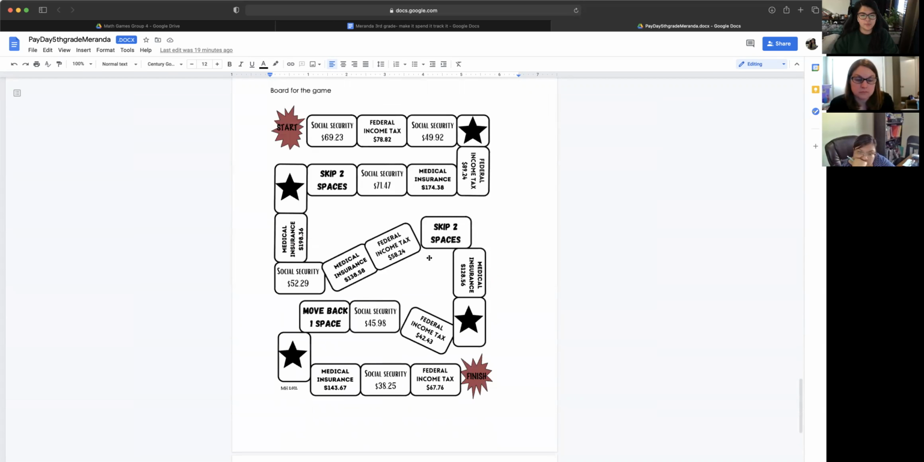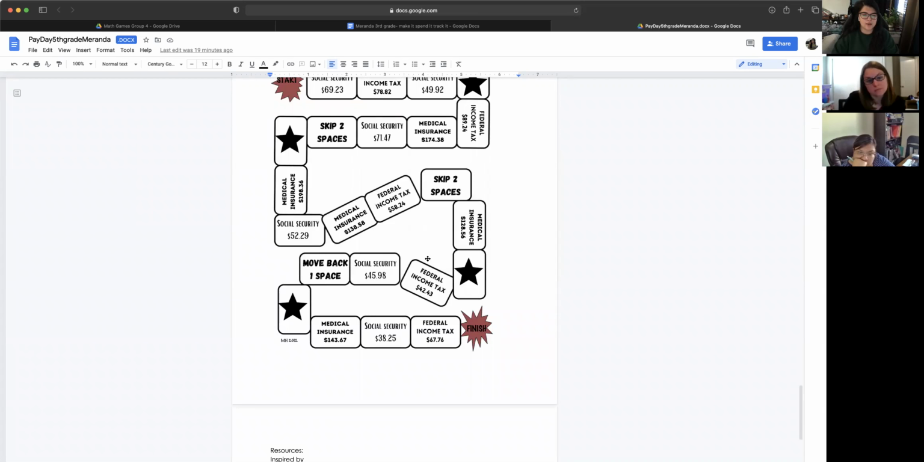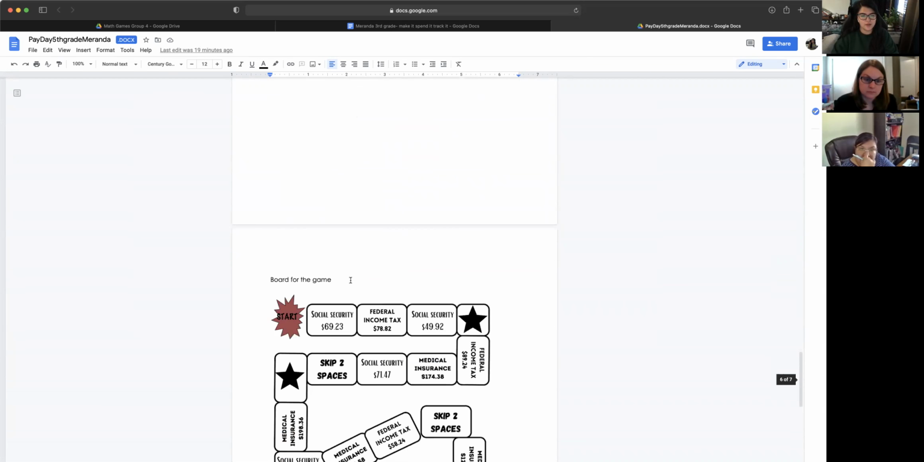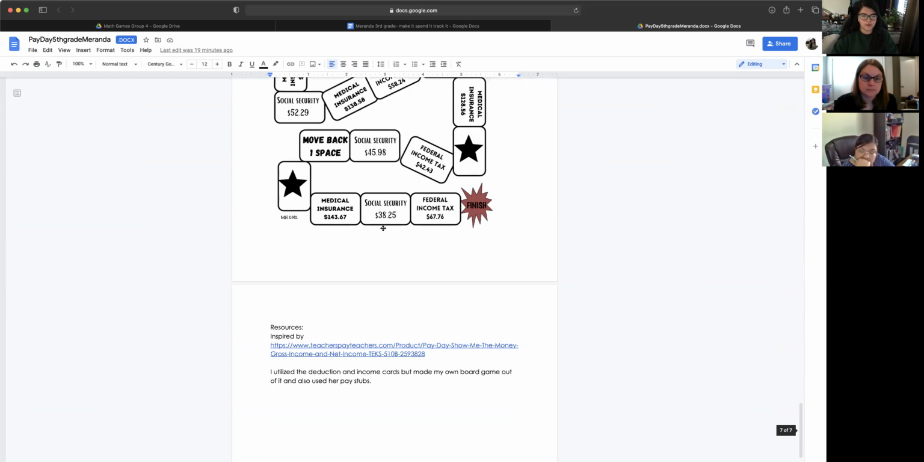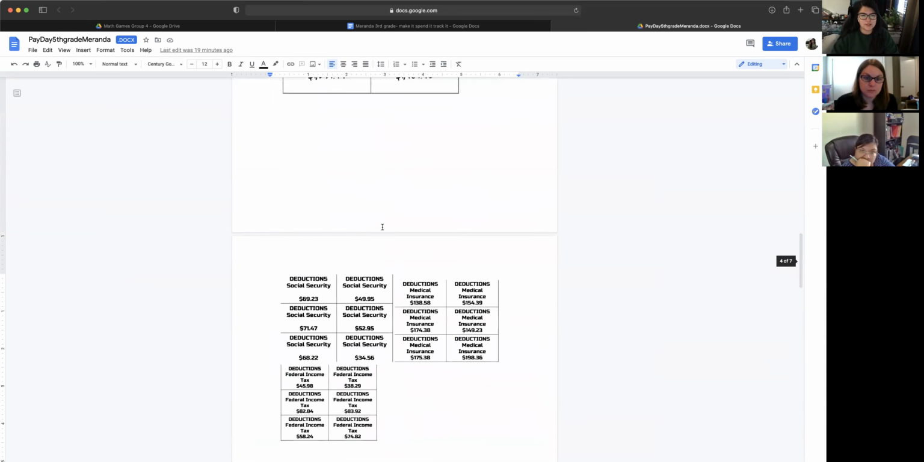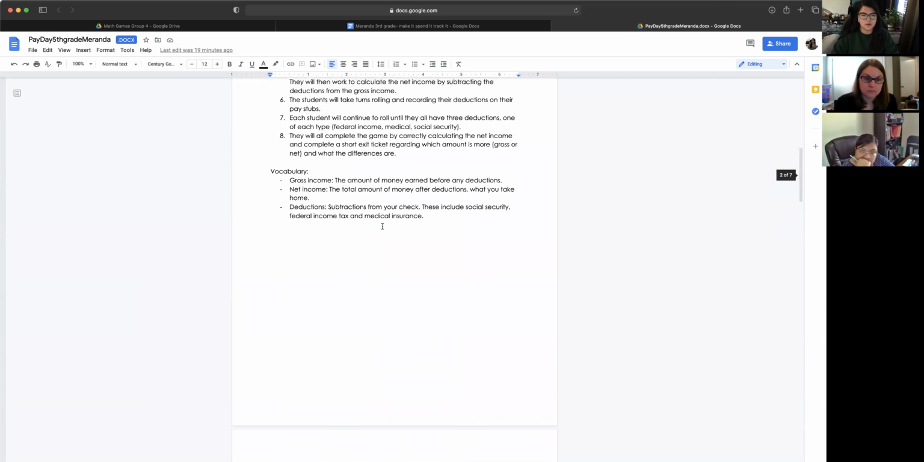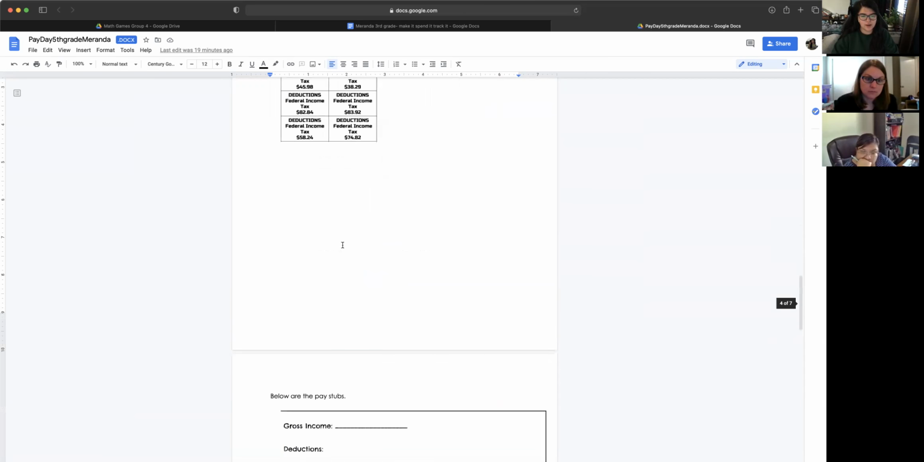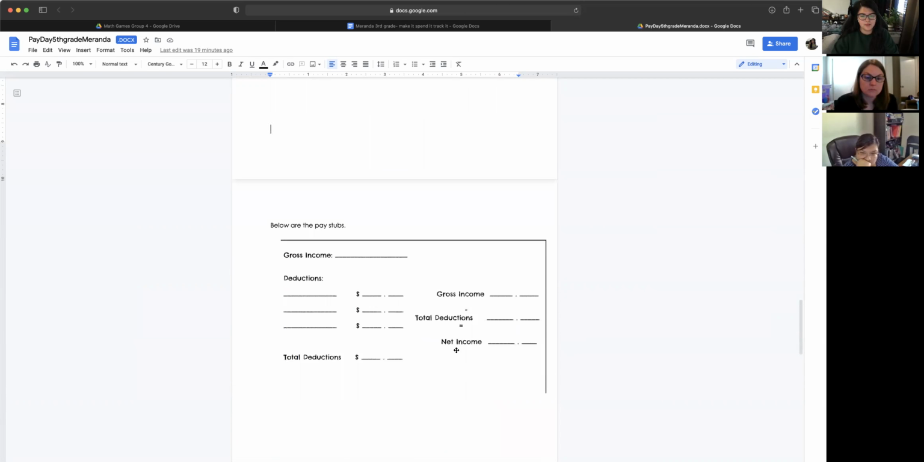I did make this a board game because I felt like it would be more interactive. The original just had these where they'll be pulling from a deck. You can do it that way as well, but I thought it would be fun to incorporate this board game. So basically they will be learning about gross income, net income, and deductions, subtracting. They will have to correctly calculate their net income.